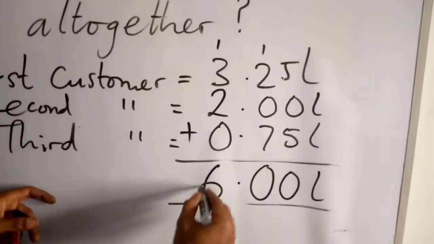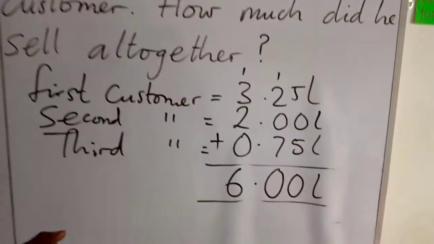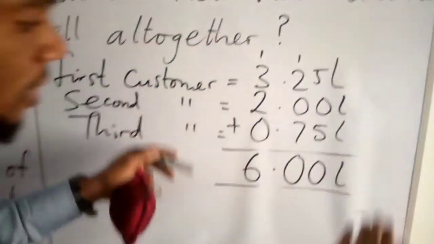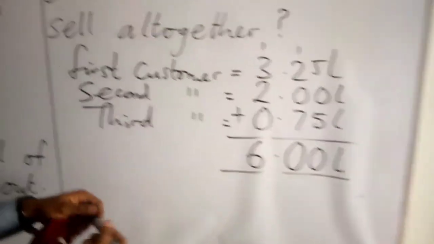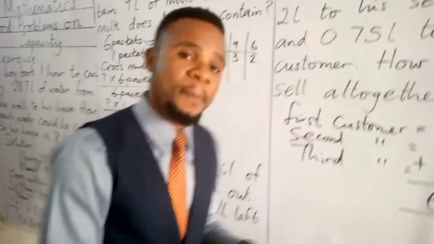So we have just 6 liters. So the 3 customers gave him what? 6 liters. So he sold 6 liters altogether. Now with this, I believe we can solve our word problem on capacity.